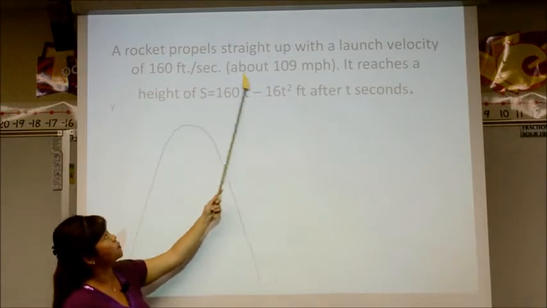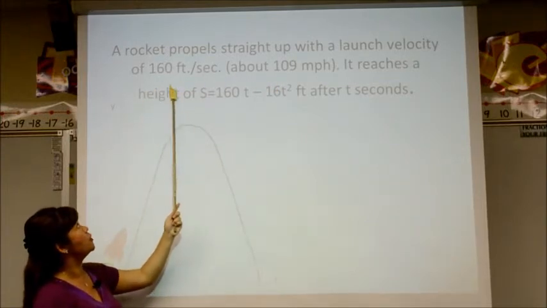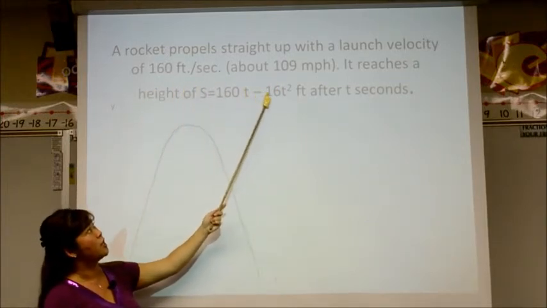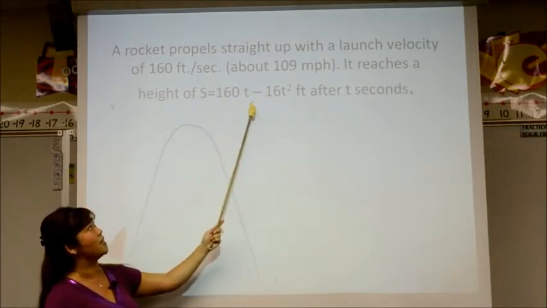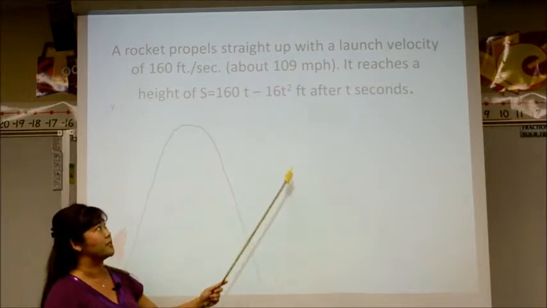It says a rocket propels straight up with a launch velocity of 160 feet per second and about 109 miles per hour. It reaches a height of s equals 160t minus 16t squared feet after t seconds.